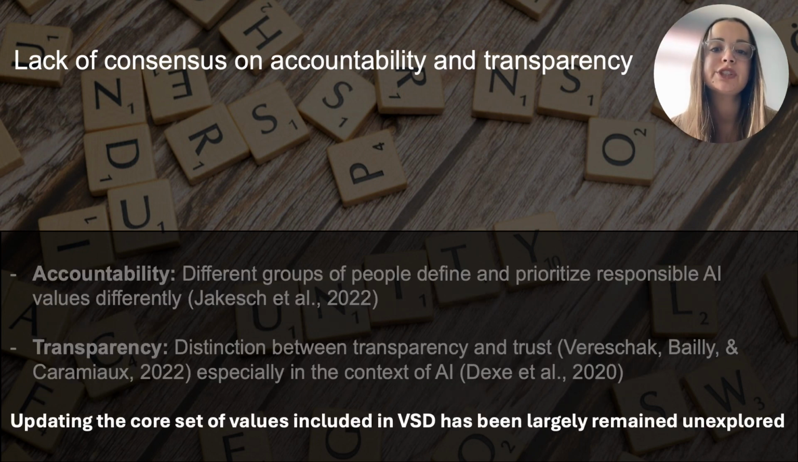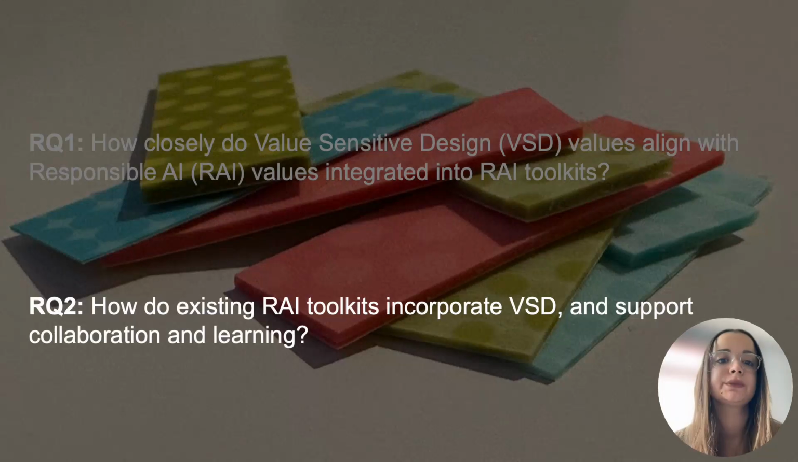Given the significance of transparency in AI systems and its established distinction from trust, we suggest future work might explore expanding and updating value-sensitive design's set of core values to incorporate current responsible AI research. Then for our second research question, this corresponds to activity 2.